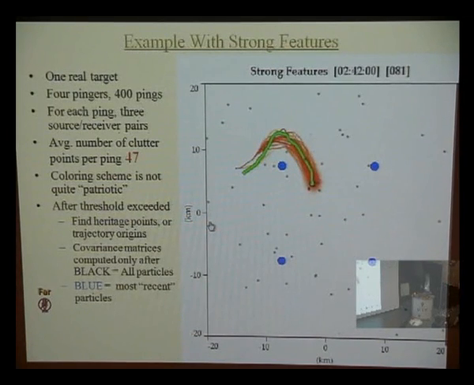Got that one in time. This is a single target. There are 4 pingers of big blue dots. Lots of clutter. There's 47 clutter points here. The coloring scheme is no longer quite patriotic. When I stopped this, clearly the particles were integrating up. None of them had actually crossed the threshold that we had set because there's no origin identified. Notice that this is an open-ended thing. You'll see it in just a moment.